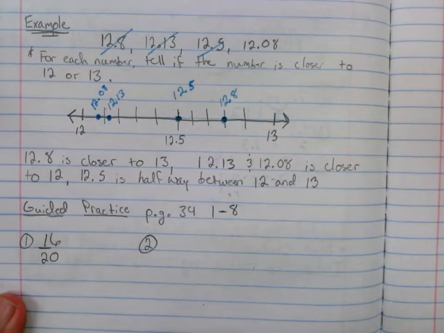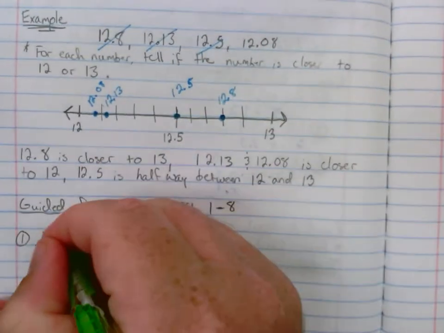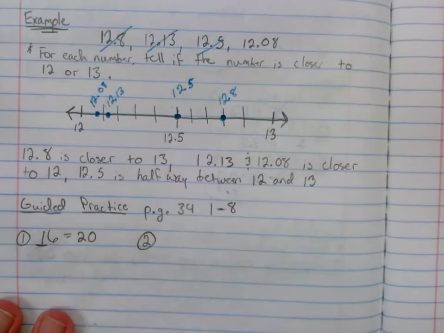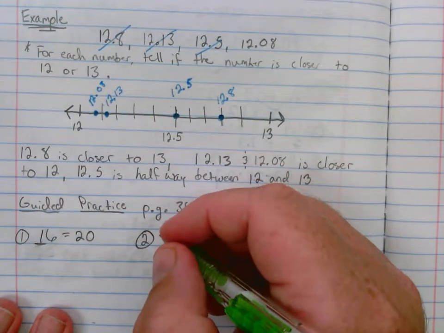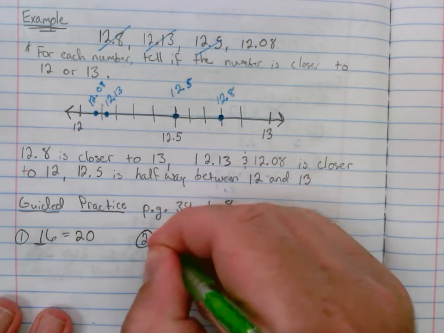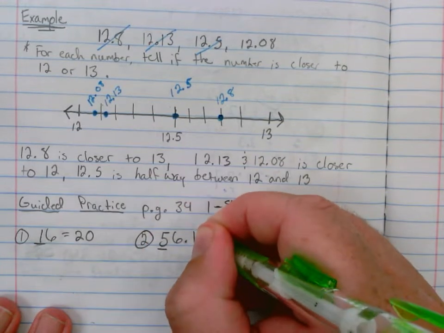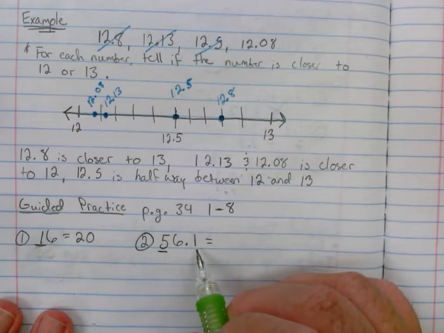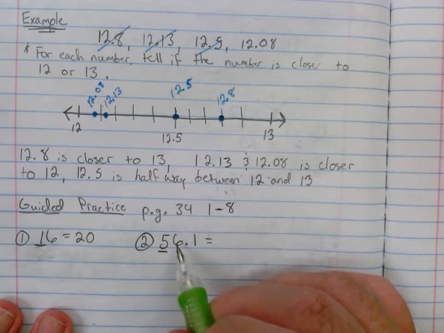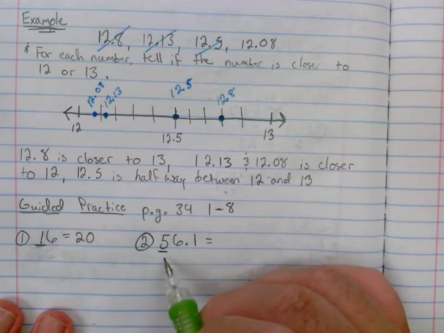Actually, I'm going to rewrite this a different way because I don't want it to look like a fraction. And then our second one is 56 and 1 tenth, and they want us to round to the nearest tens place. So the first thing I need to do is look at the tenths place. Well, that's a 1, so I'm going to round down. So I'm going to stay at 56. Well, 6 needs to round up, so that's going to take me to 60.